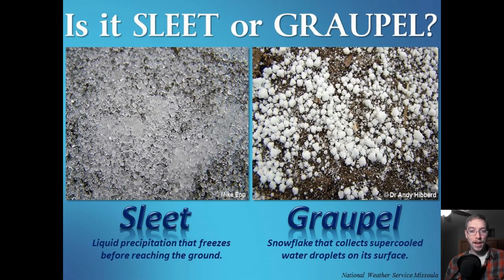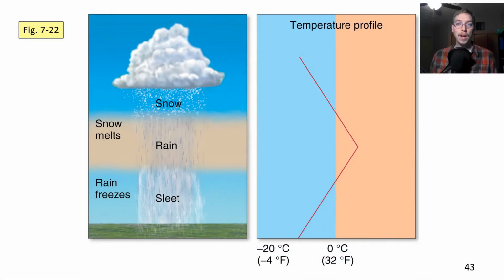So here you can see in this little diagram from the National Weather Service, Missoula, sleet on the left, liquid precipitation that freezes before reaching the ground, versus graupel, a snowflake that collects supercooled water droplets onto its surface, forming these pellets. And it forms through this process here. So you have maybe snow in the upper portions of the atmosphere where the clouds are, melting into rain and then freezing again. So we have this almost thermal inversion midway into the atmosphere. And as it cools down again, it forms that sleet.